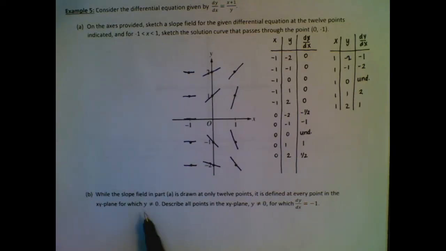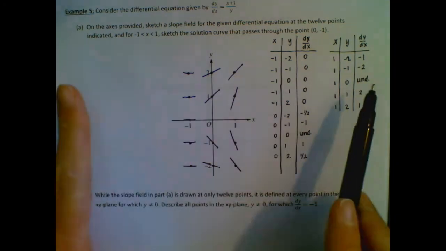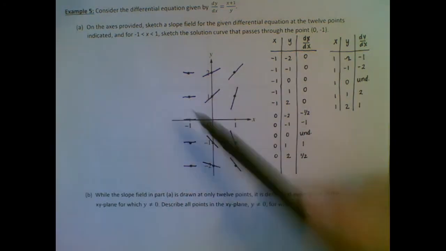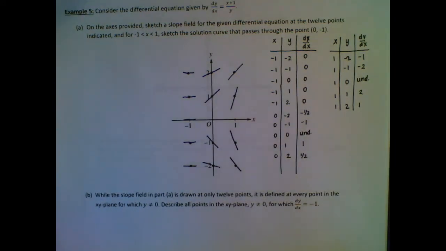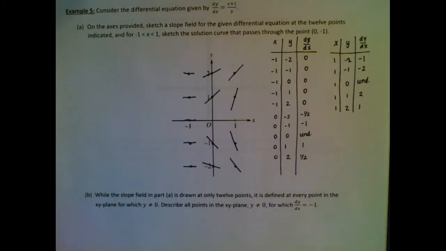Now that I've got my slope field, part B is asking me, while the slope field is only drawn at these 12 points, it is defined at every point in the plane. So for example, if I were to extend this plane to the left and to the right and up and down, obviously my slope field is going to continue. It's asking me to describe all of the points in any coordinate plane that I could draw here where my dy/dx is going to be equal to -1.